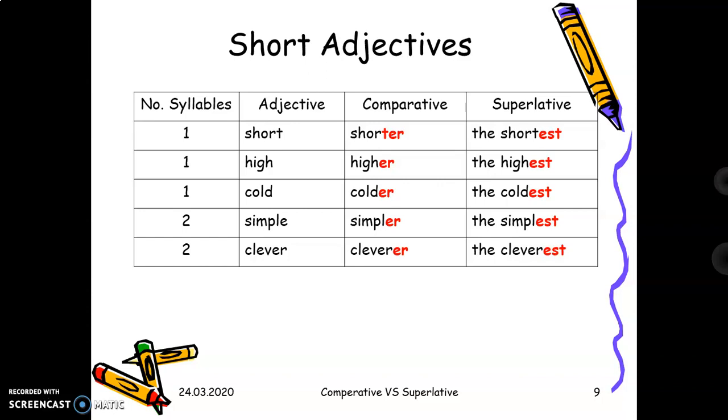Like, number 1, adjective short, comparative shorter, the superlative is the shortest. High, one syllable, so comparative higher than, and the superlative will be the highest. Cold is one syllable, so we put colder than in the comparative, and in the superlative it will be the coldest. Simple, simpler than, and the superlative will be the simplest. Clever will be cleverer, the cleverest in the superlative.